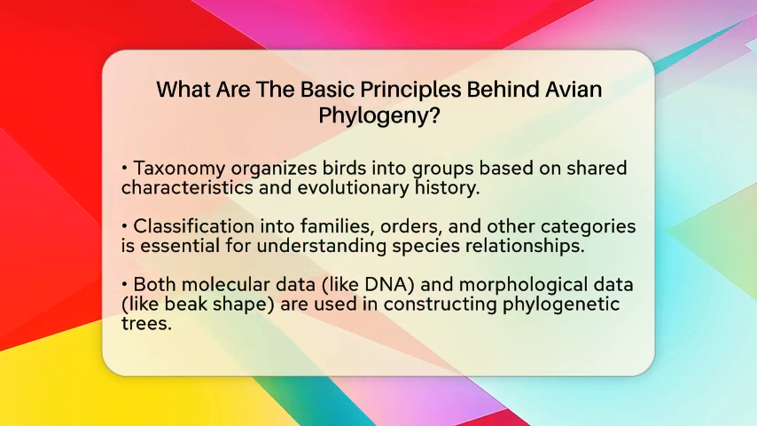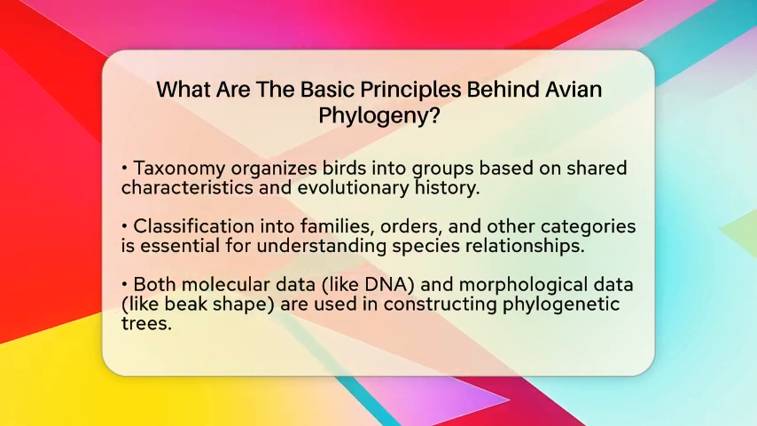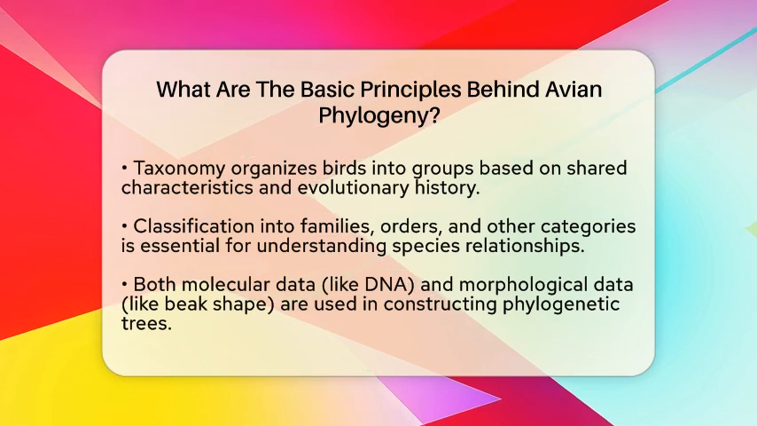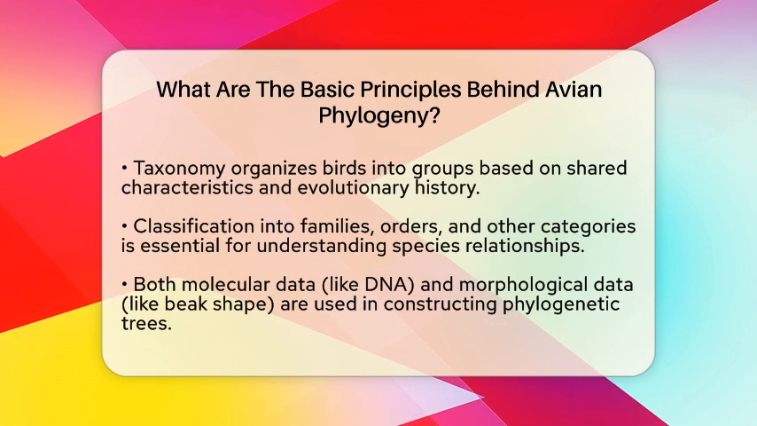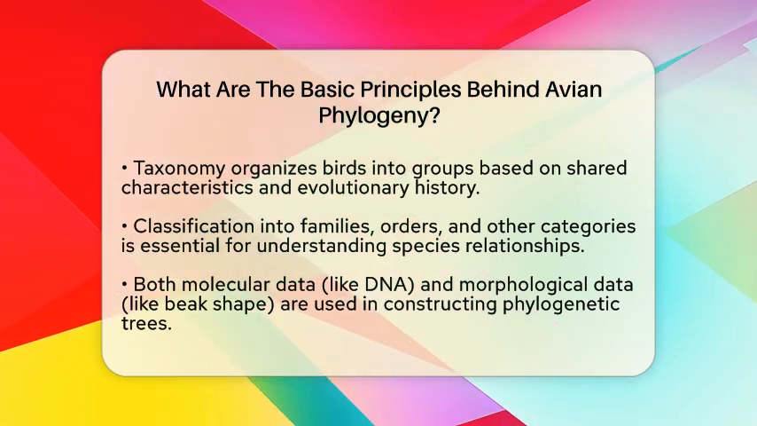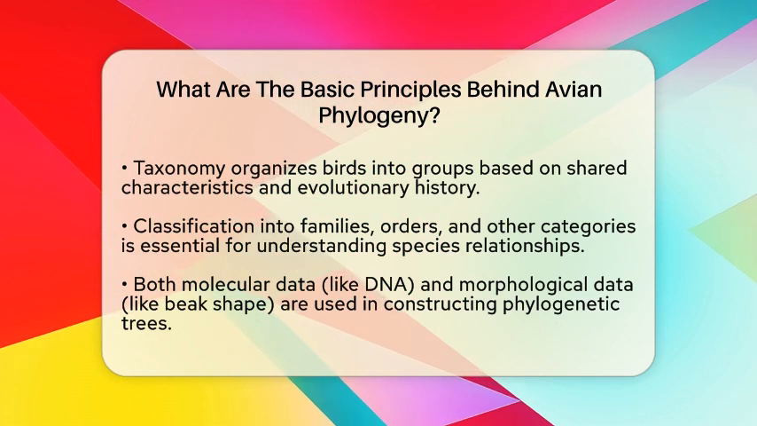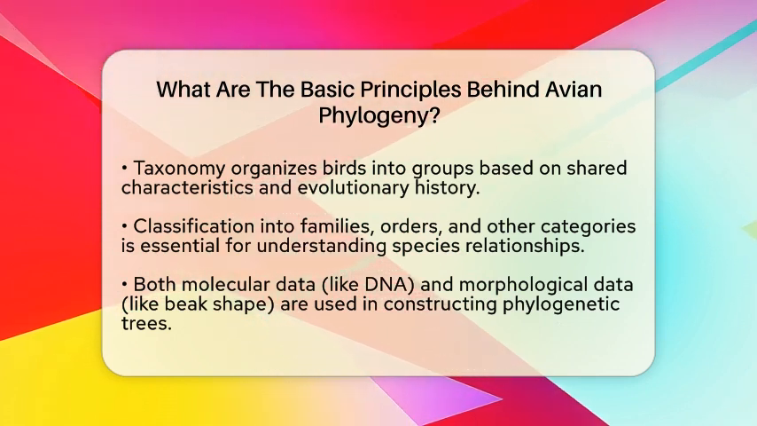When constructing phylogenetic trees, scientists rely on both molecular and morphological data. Molecular data, such as DNA sequences, provide detailed information about evolutionary connections. Morphological traits, like beak shape or feather structure, offer additional clues about how species relate to one another.